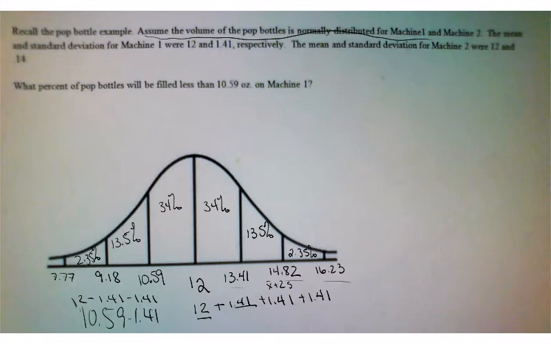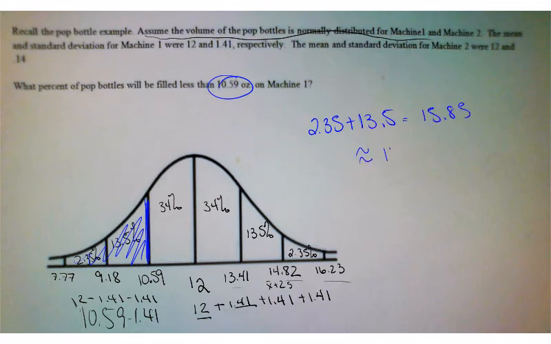Now what we can do is answer our question. Our question is, what percent of pop bottles will be filled less than 10.59 ounces? Well, we can locate our data value of 10.59, there it is. And since we want the percent that is less than that, we will just grab these percentages, 2.35 as well as 13.5, which gives us a total of 15.85. So we're talking about approximately 16% of the data will be less than that.